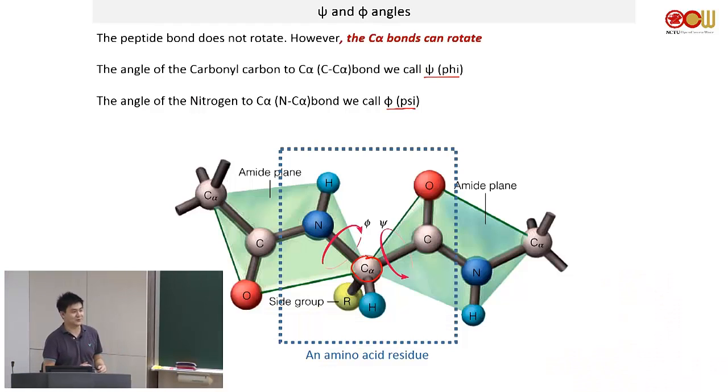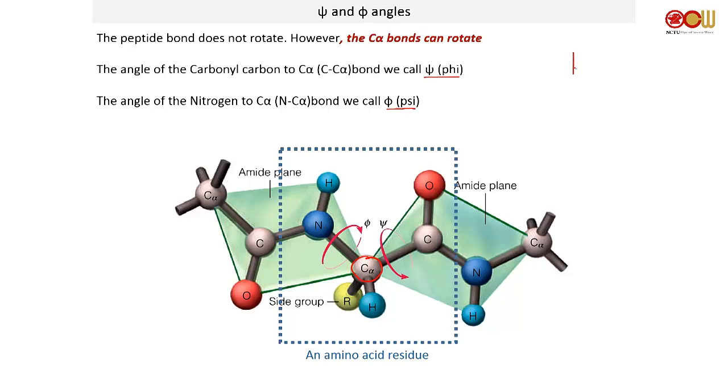All right, so you have to know this. You have to know what I mean by psi and what I mean by phi. Essentially, where you can twist is at the C alpha, the alpha carbon. Any amino acid always has the carboxylic acid group, and then a carbon right here. This one is the C alpha. It's called alpha because it's alpha to the carbonyl. And of course you have the amino group, and then a hydrogen and an R group.